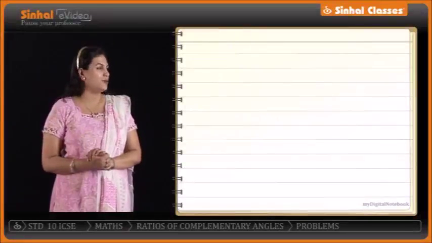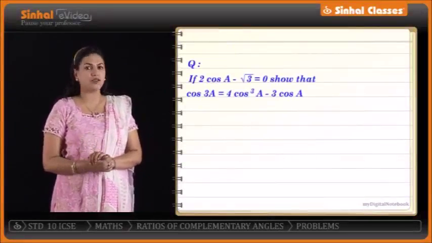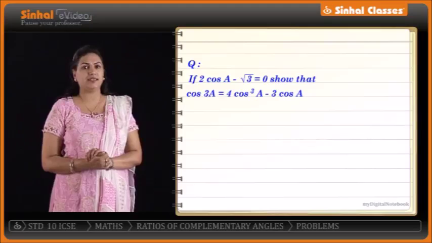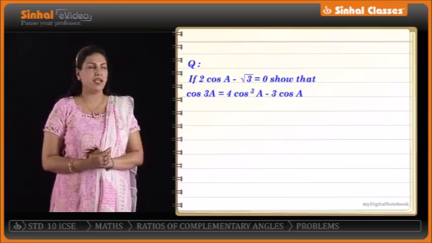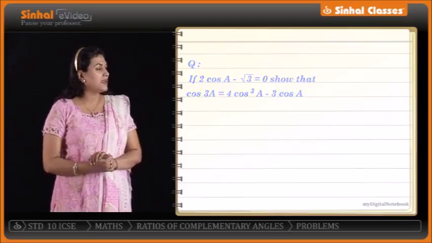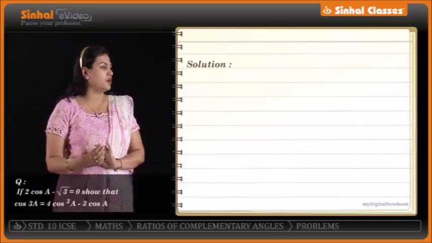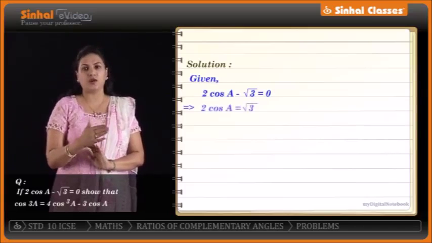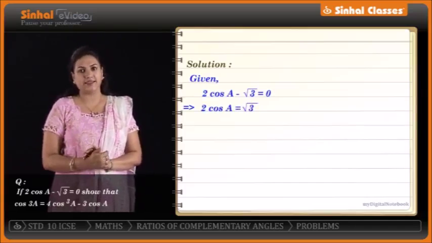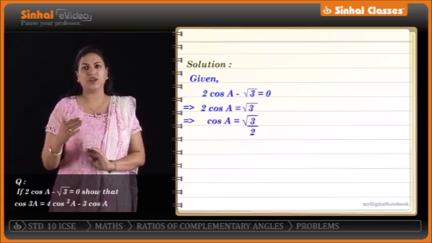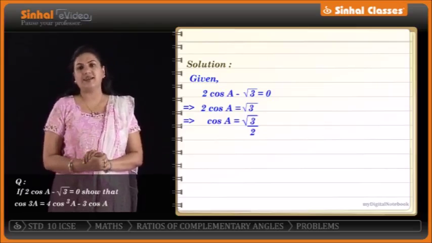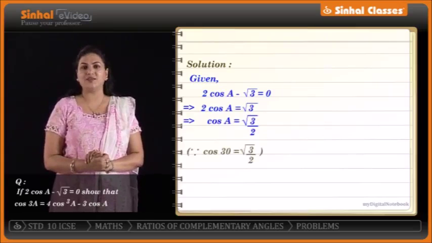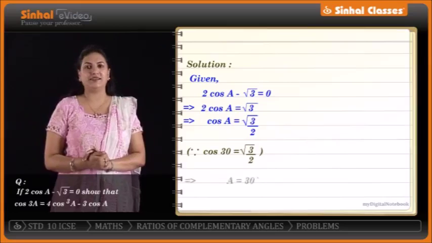Now, we have the next problem as, if 2 cos a minus root 3 is equal to 0, show that cos 3a is equal to 4 cos cube a minus 3 cos a. Now, here we are given 2 cos a minus root 3 is 0. We simplify this to get 2 cos a is equal to root 3, that is cos a equal to root 3 upon 2. Now, cos of what angle is root 3 by 2? We know that cos 30 is root 3 upon 2. So, angle A will be 30 degrees.